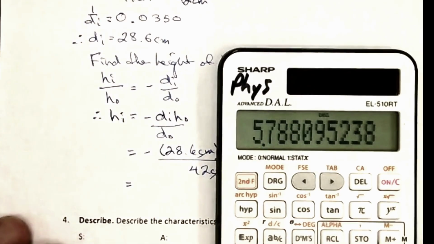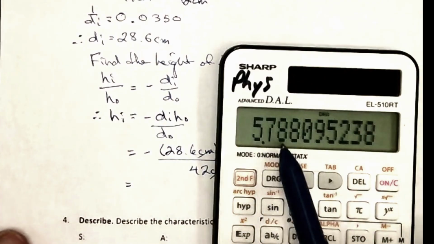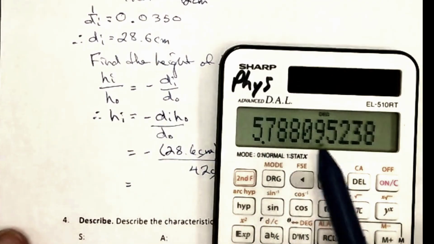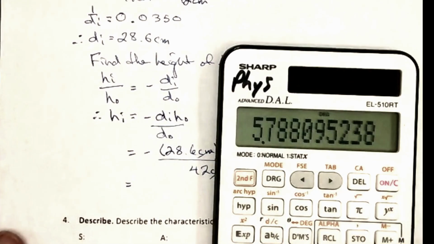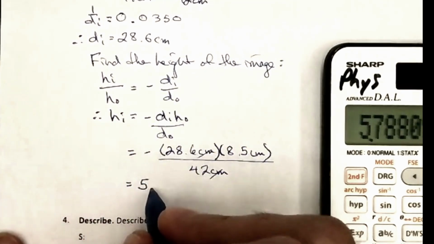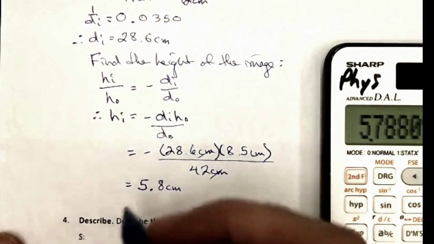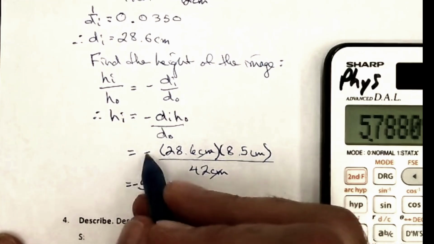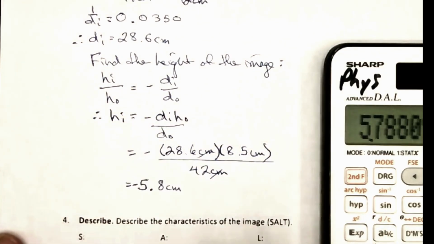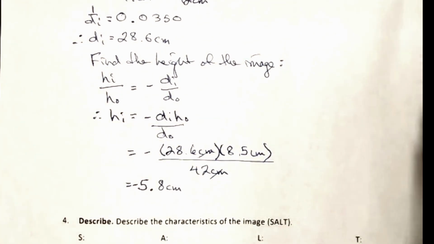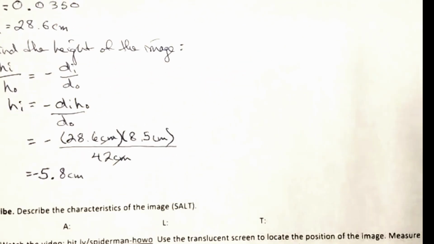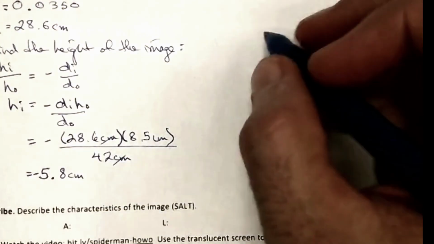And I get this value here. We'll round it off. This is in units of centimeters, so we'll round it off to the nearest millimeter. And we know that this result is negative from the negative sign in the equation. So let's state our conclusions. This is the final step of our work.